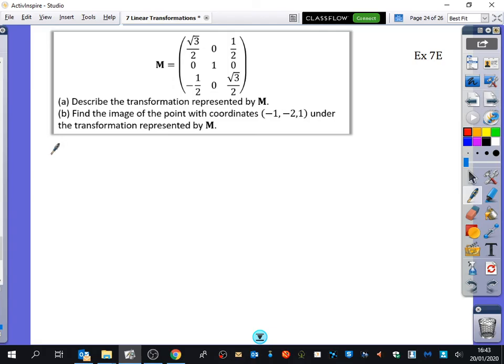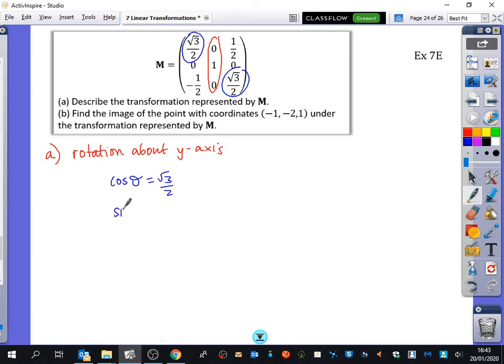Okay. So for this question, we want to describe the transformation represented by M. Can anybody spot what it's going to be? It's a rotation about the y-axis, because we can see this column that we've got here. Yeah, and this is really similar, because we can see this is what cos theta is. But the minus is the other way. I know, this is why I hate this. And then we've got that sine theta is a half, because the minuses are the other way.